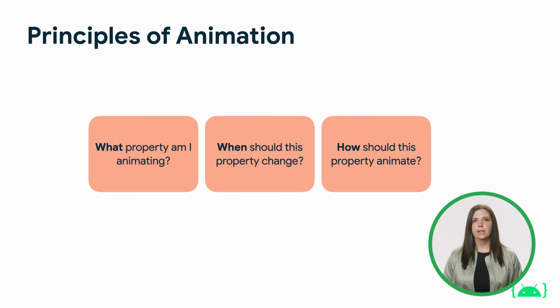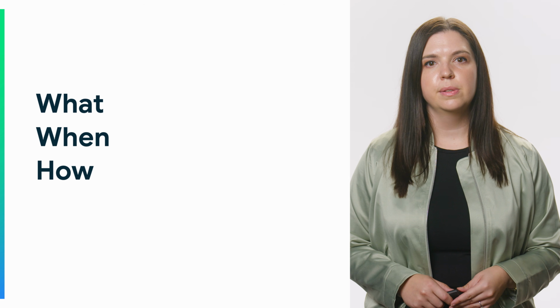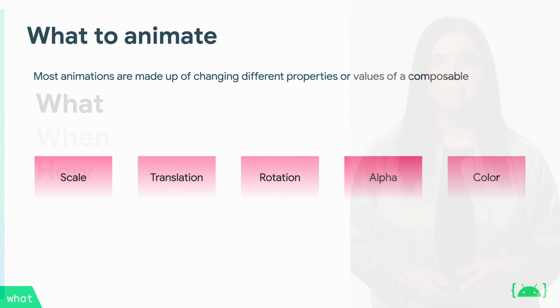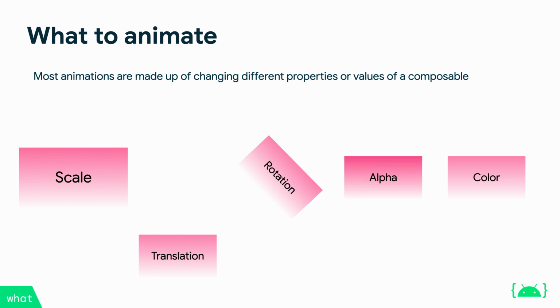When we think of these three things, it gets a lot easier to break down our animation. So looking at these questions, let's think about the navigation drawer that we are implementing and figure out how to answer the questions. Firstly, let's talk about what. Most animations are made up of changing different properties or values of a composable on screen. Usually, these are properties such as scale, translation, rotation, alpha, or color. The best way to approach an animation is to break it down and try to identify individual properties of a composable that are changing over time.